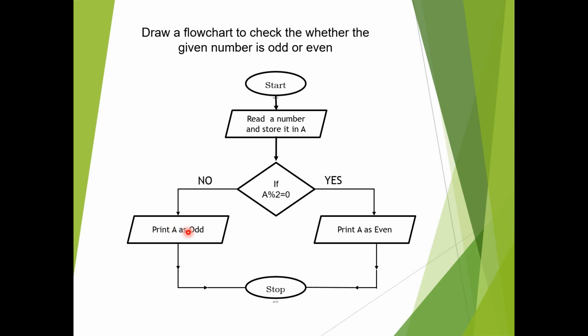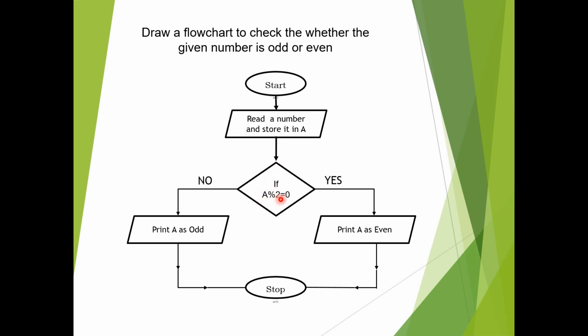It is coming as a remainder, so that becomes an odd number. So any number divided by 2, if the remainder is 0, it becomes an even number, and any number divided by 2, when the remainder is not 0, it becomes an odd number. Clear children? So here we represent it in a flow chart.